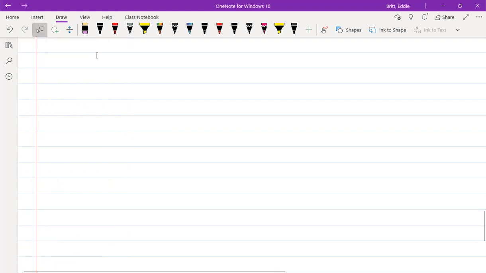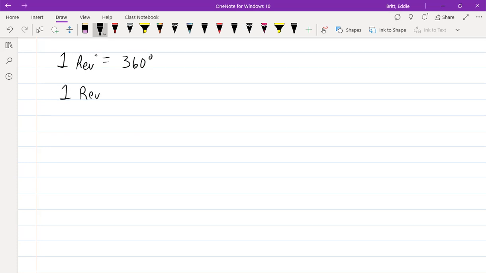Alright, I want to make a video really quick to show you how to convert from radians to degrees and degrees to radians. Remember that 1 revolution is equal to 360 degrees. 1 revolution is also equal to 2 pi radians. You can say radian or radians, it's fine.